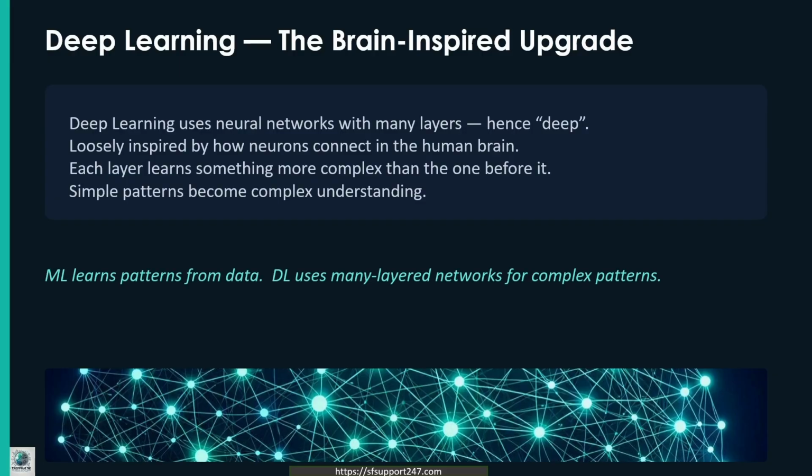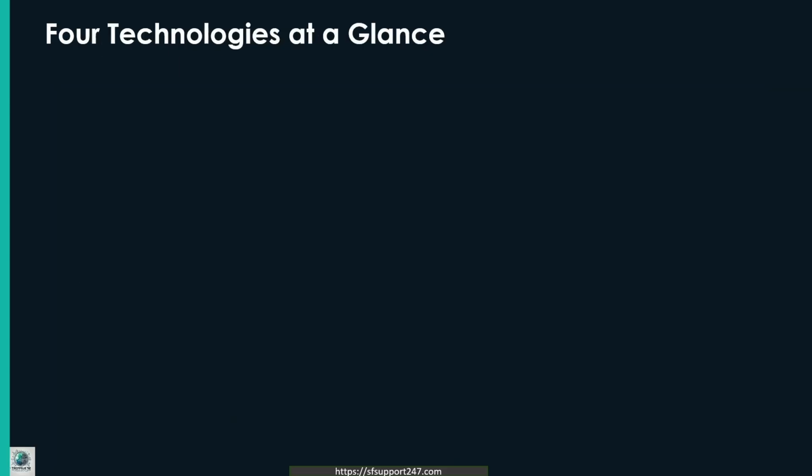So in the interview, generally people ask what is the difference between ML and DL. ML stands for machine learning, and DL stands for deep learning. You can simply say that ML learns based on patterns in the data. DL uses many layers of networks for complex patterns.